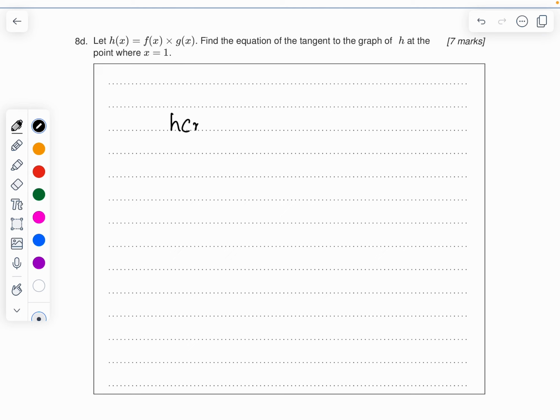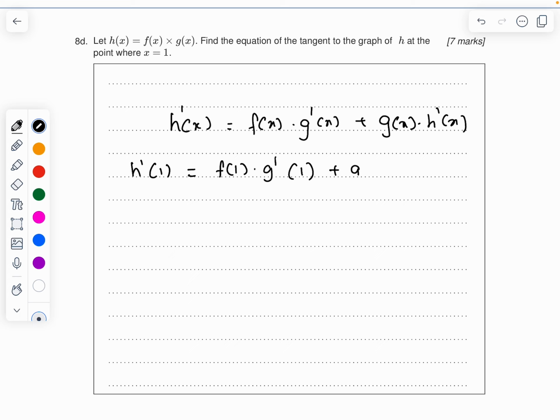So h prime x will become f of x times g prime x plus g of x times f prime x. So at 1, h prime 1 will become f of 1 times g prime 1 plus g of 1 times f prime 1. So f of 1 is the square root of 4 plus 5. g prime 1 was nothing but 3. f prime 1 was 2 upon 3. And g of 1 is nothing but 9 again. So it's going to be the answer 15.